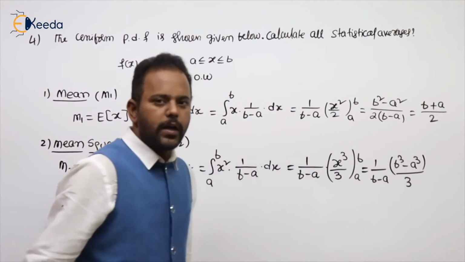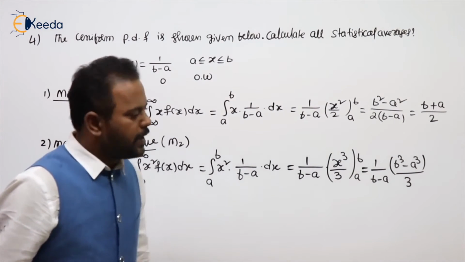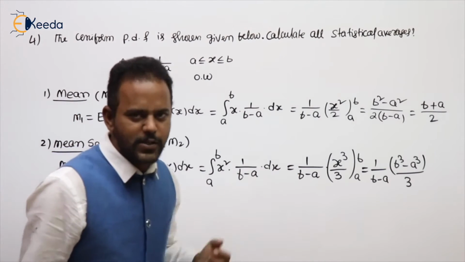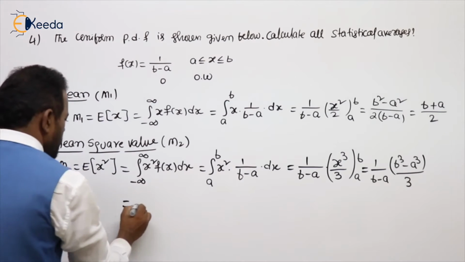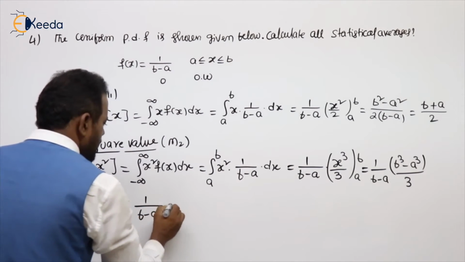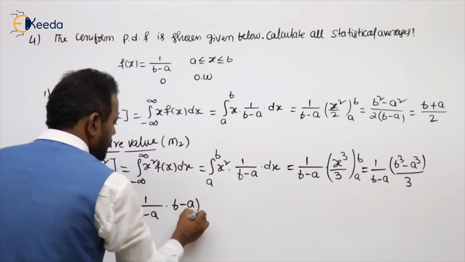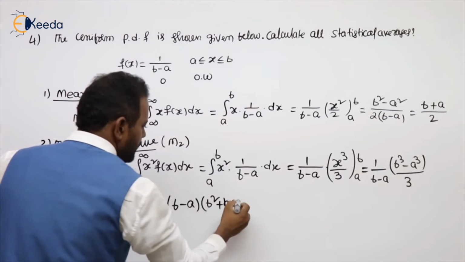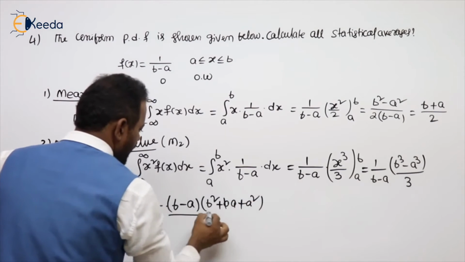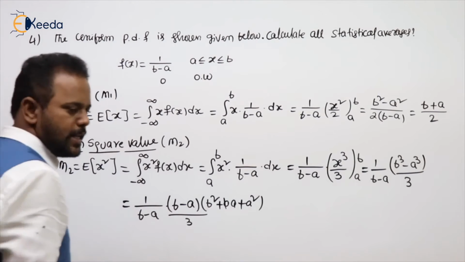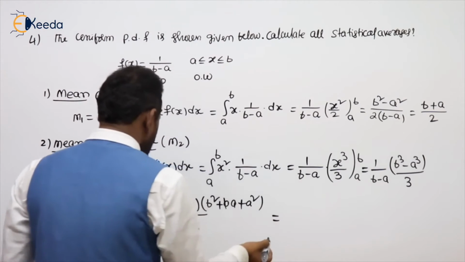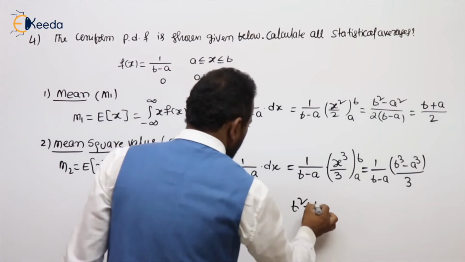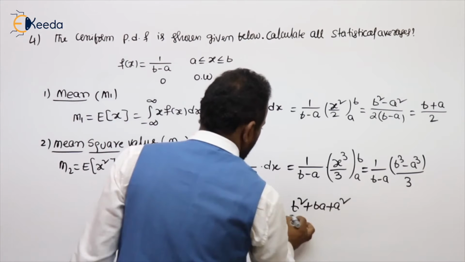What is b cube minus a cube formula? B minus a into b square plus ab plus a square. I am writing. So 1 by b minus a into, that is nothing but b minus a into b square plus ba plus a square divided by, anyhow 3 is there. Cancel the similar terms. So finally what is this value? This value is becoming b square plus ba plus a square divided by 3.